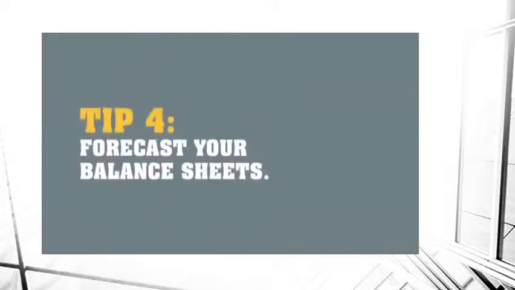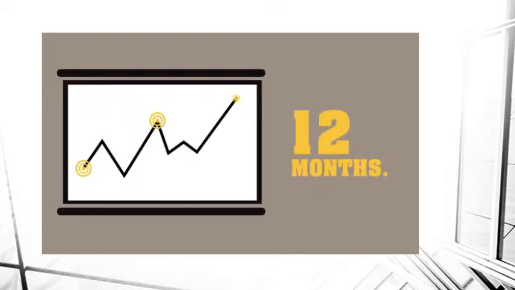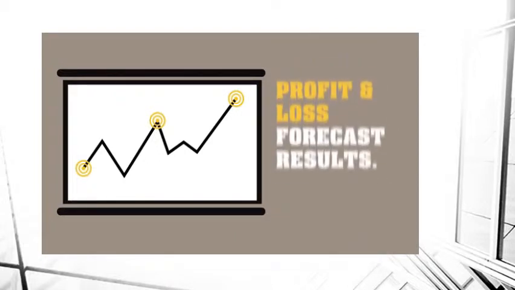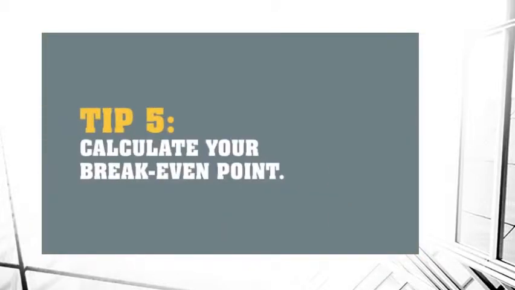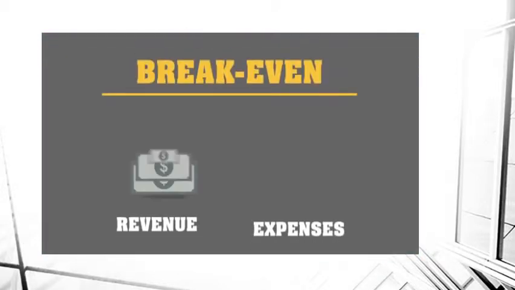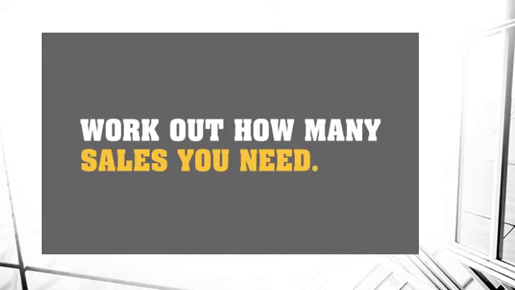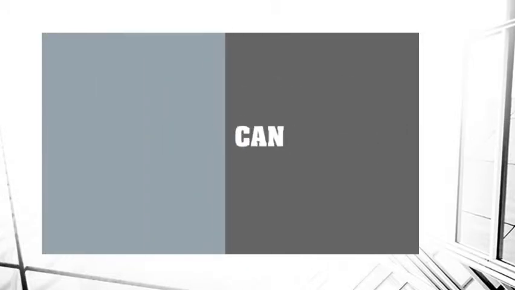Tip 4. Forecast your balance sheets. This should be a snapshot of what your business will look like after 12 months. Base this on the purchases anticipated in your setup costs and the results of your profit and loss forecast. Tip 5. Calculate your break-even point. This is simply the point at which your revenue exactly covers your expenses. So it's important you work out how many sales you need to make to break even. And there you have it, a business financial plan. Get started on yours today.